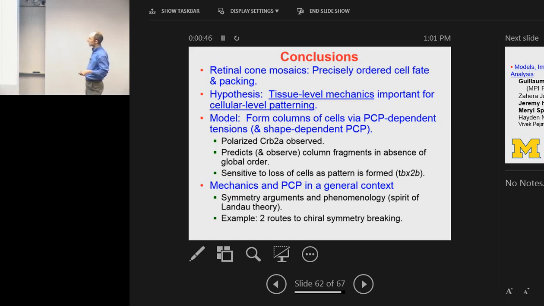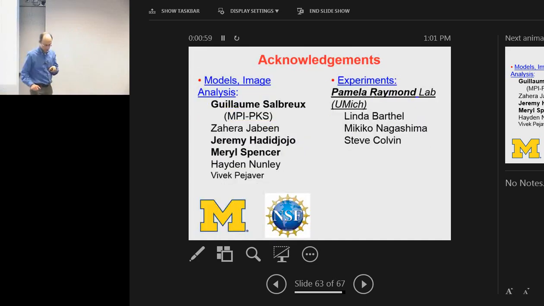And okay, I didn't get to chiral symmetry breaking, but this question of how concentrations on edges and cell shape interact is a more general one, and there are more general theoretical things you can ask about. And with that, let me close and acknowledge my collaborators.